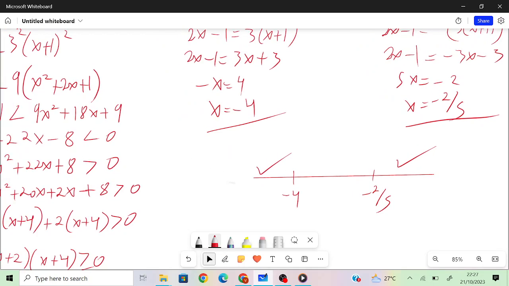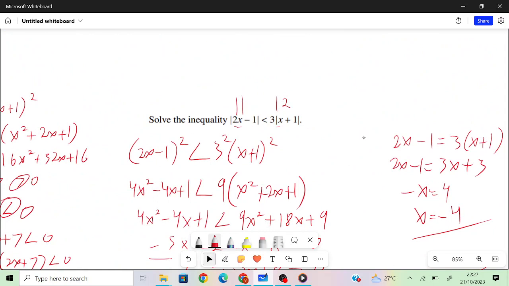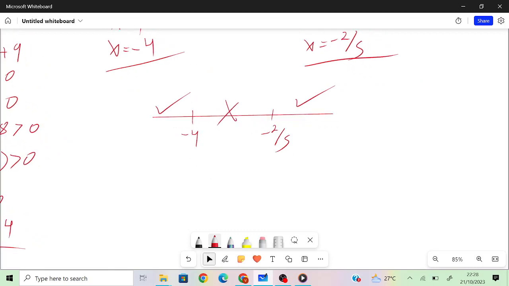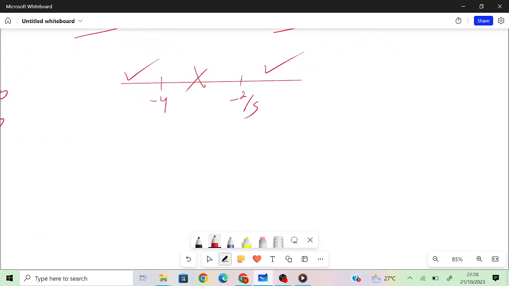Now let's take something between minus 4 and minus 2 over 5. Let's take minus 2. So if I take minus 2, 2 times minus 2 gives you minus 4, minus 1 gives you minus 5, this becomes positive 5, and minus 2 plus 1 gives me minus 1, becomes 1, times 3 is 3, and is 5 less than 3? No, it's not. So anything in between the two does not give me the required answer. Hence, the final answer would be x is greater than minus 2 over 5 and x is less than minus 4.